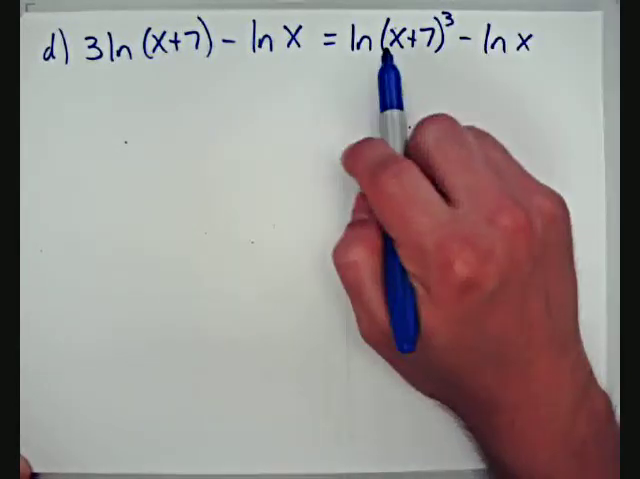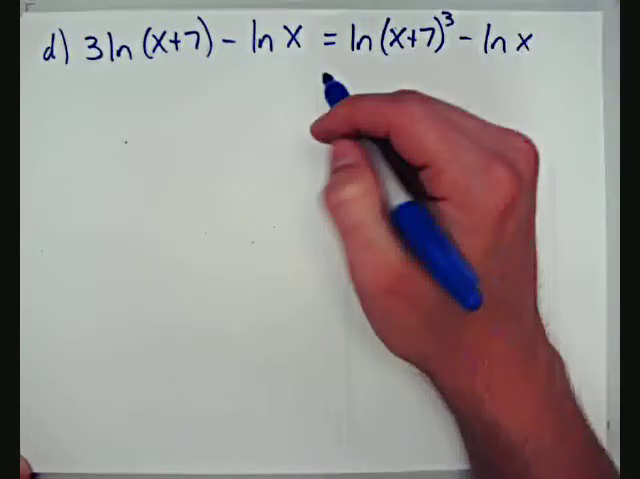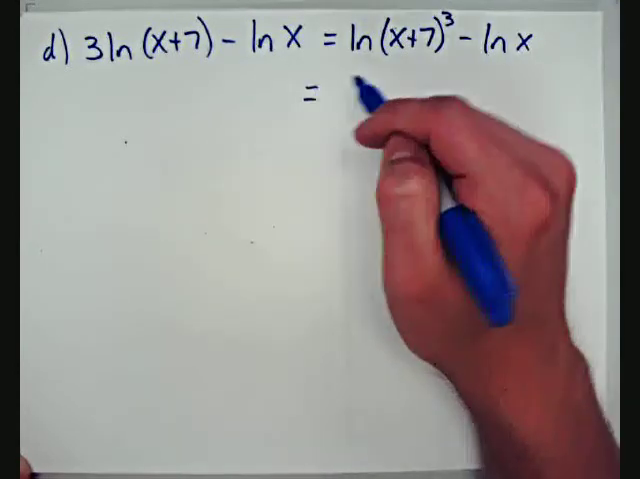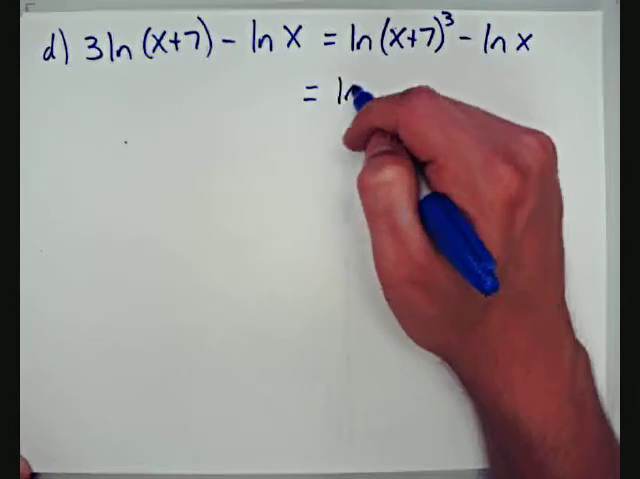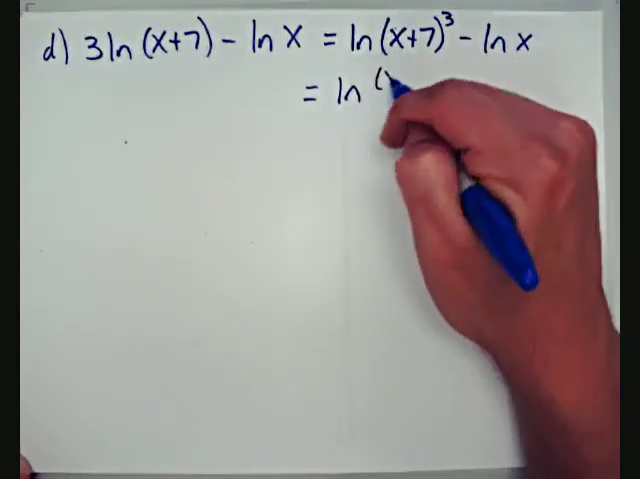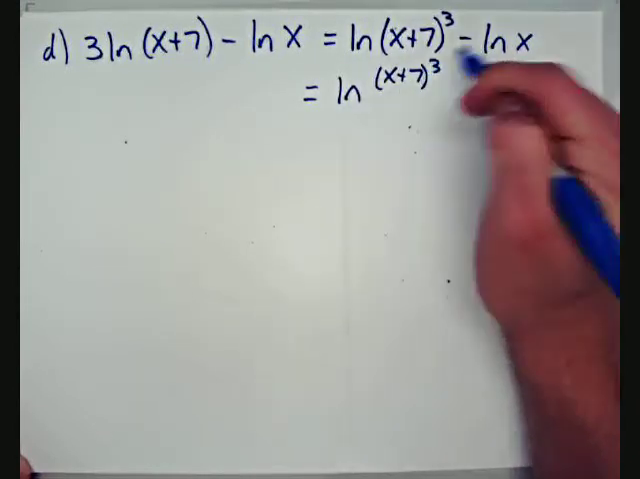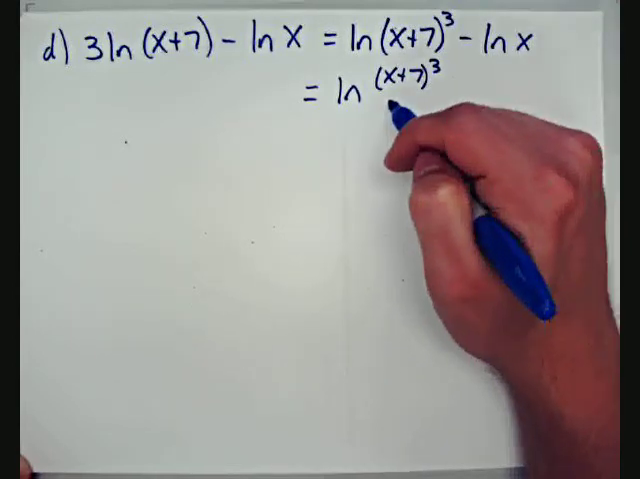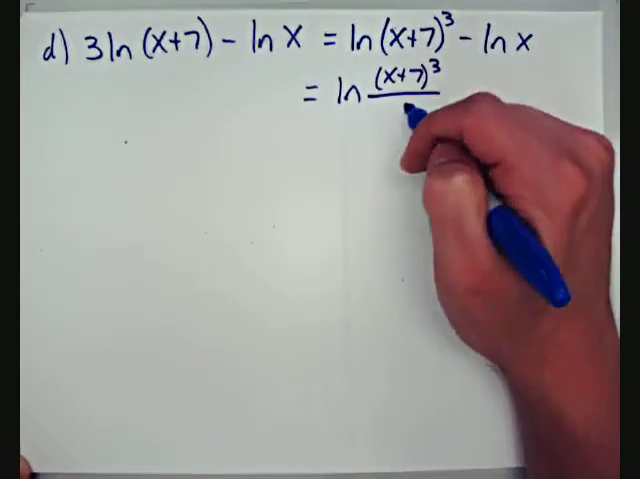Here we have two logs subtracted, and so reverse of the quotient property says we can condense these into one single log by dividing the insides. So the natural log of x plus 7 cubed over x.